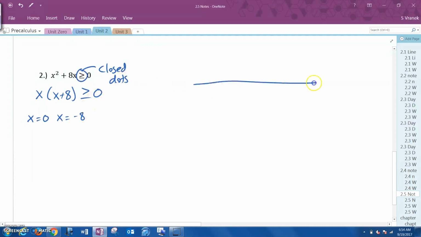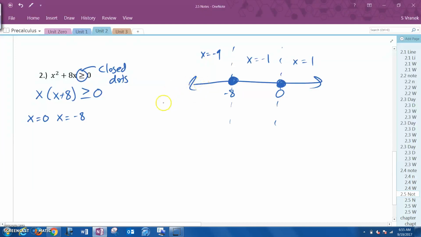Now I make my number line, and I'm going to put negative 8 and 0 there. Here are my regions. I have to use x equals negative 9 for that one. By the way, this should be a closed dot because it hits there, and it hits here. So these are part of the solution in this one. Between negative 8 and 0, I'll do negative 1, and then I'll do 1. Can't use 0 or negative 8 because those are zeros.